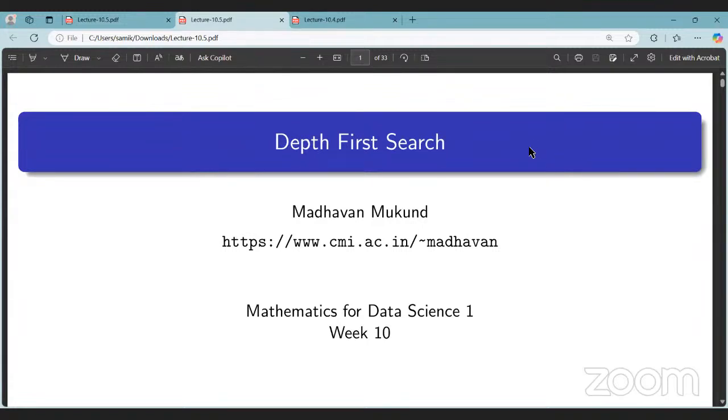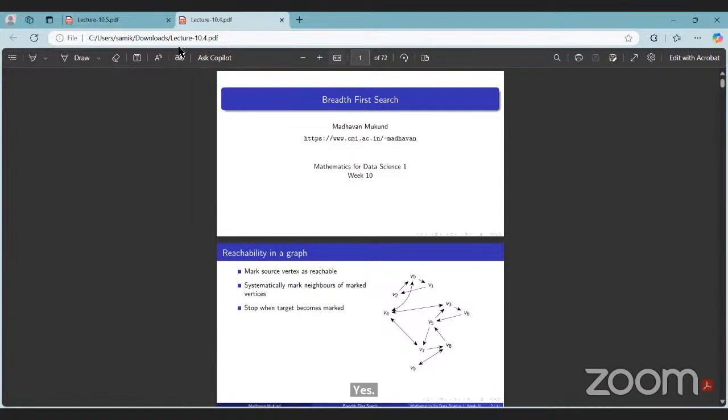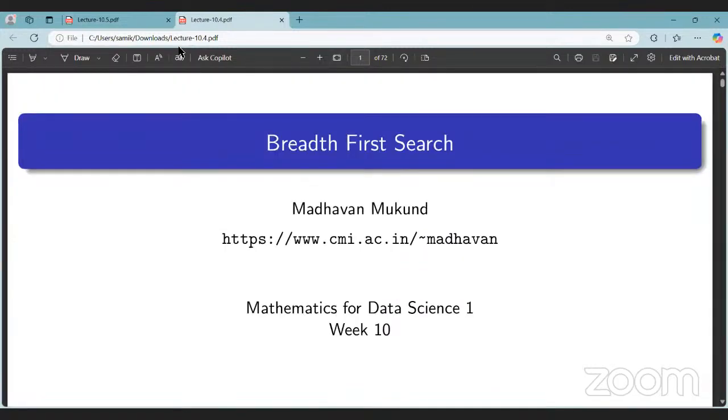In week 10, do we have DFS numbering too? Yes, ma'am, we have. So let's at least try to complete BFS and DFS. Then in the next session, we'll go for numbering, because numbering is important. That will give us a way to find out forward and backward edges.